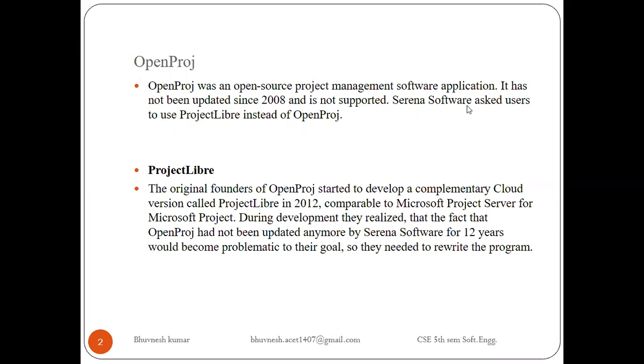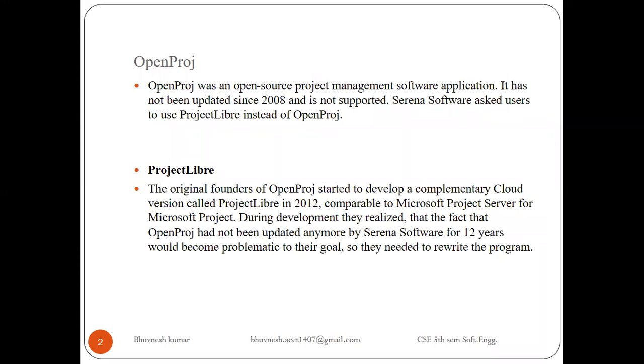Then Serena Software asked users to use Project Libre instead of OpenProj. If you are using Ubuntu or Linux or a Red Hat operating system, then you will go for Project Libre. This is the updated version of Open Project. But if you are using Windows 7 or Windows 10, then you can install this OpenProj. The outdated version can also be installed on your system. For that, you will get a trial version. You can install the trial version on your system for performing this practical.